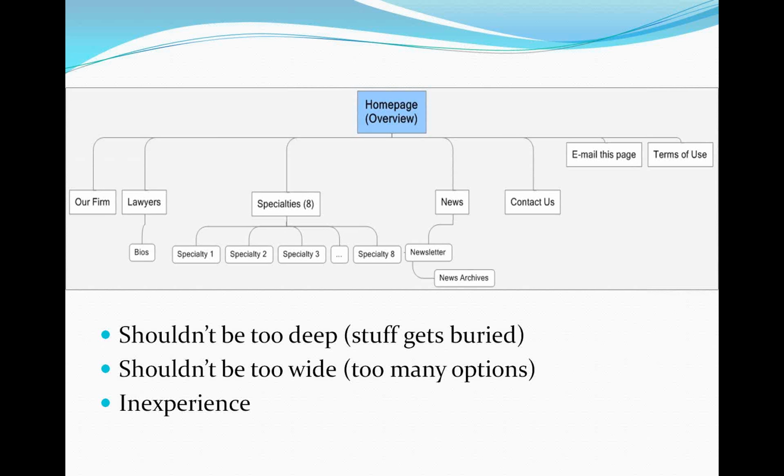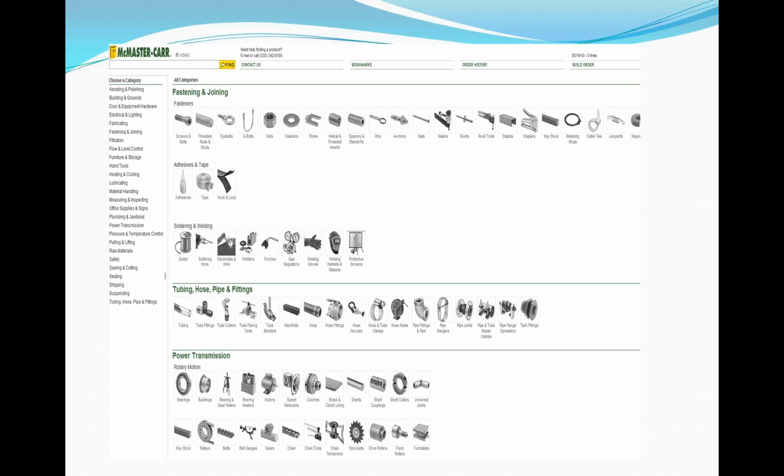This is a prime example of a website that has too many menu options. You can see on the top that they have 4 main menu items. However, on the left, look how many categories they have. In the middle, look how many pictures and labels they have. It is very, very confusing for users. Very confusing.